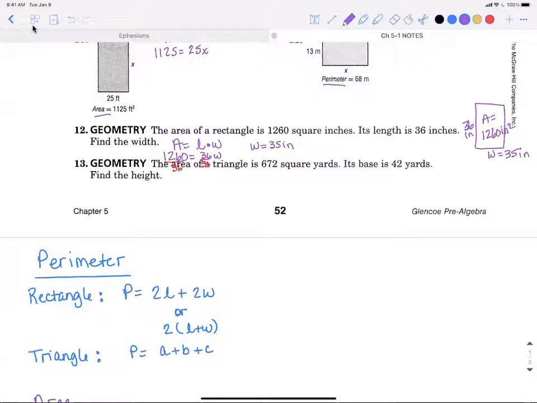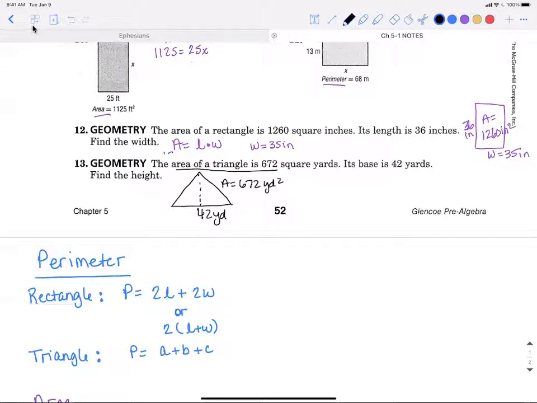Good with that? I'm not going to work this one all the way through, but I am going to help you set it up just to show you. We have the area of a triangle. I'm just going to draw a triangle here. It tells you the base is 42 yards. It does not tell you the height, but it does tell you that the total area is 672, and it's yards squared.